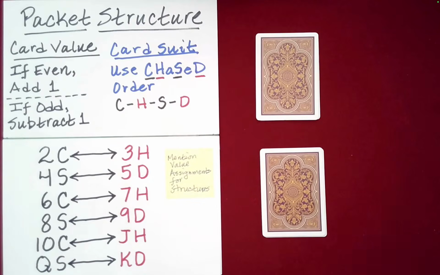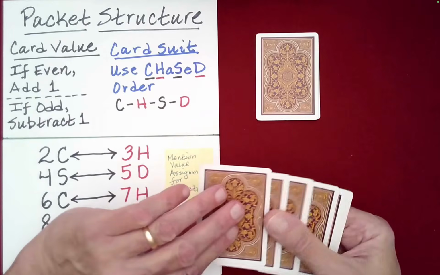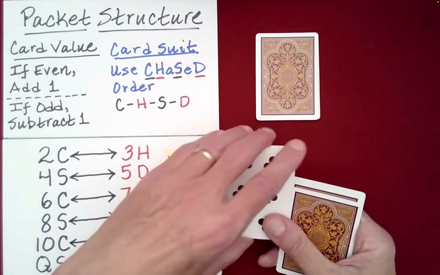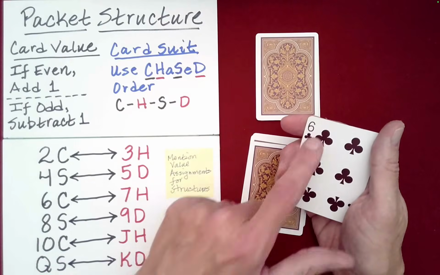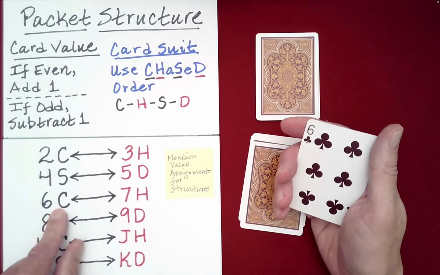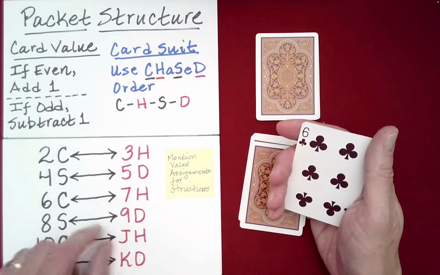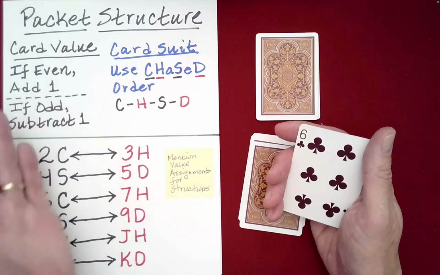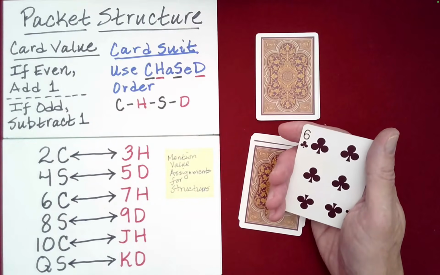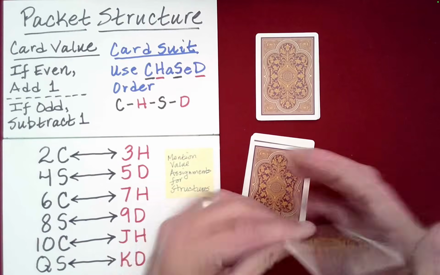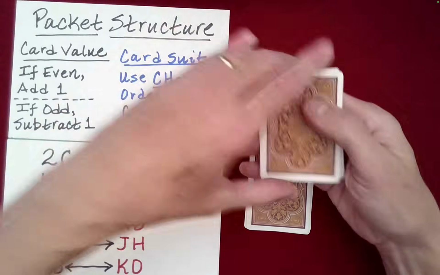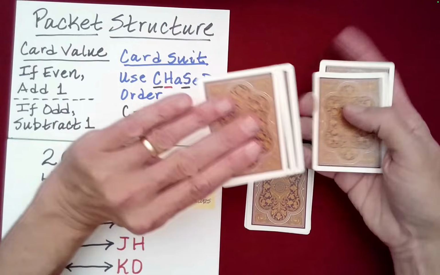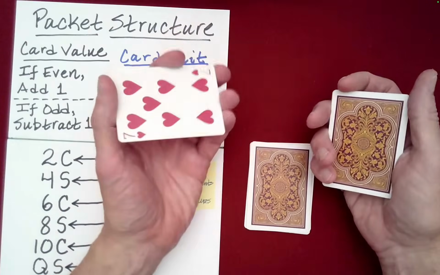Maybe they say 3. So I'll look at my 3rd card here. Okay, there's a 6. Now it's even, so I add 1. I think it's one of the ones we practiced, right? I would add 1 to get 7, of course, and then what comes after clubs? Well, it's hearts. So I would know that your 3rd card down would have to be the 7 of hearts, and it is.